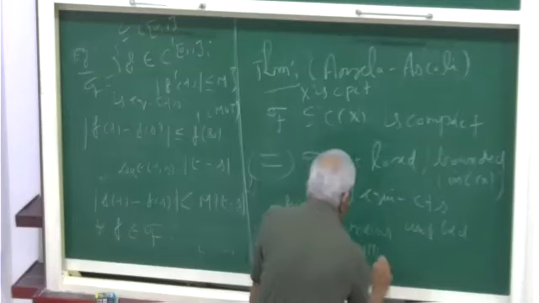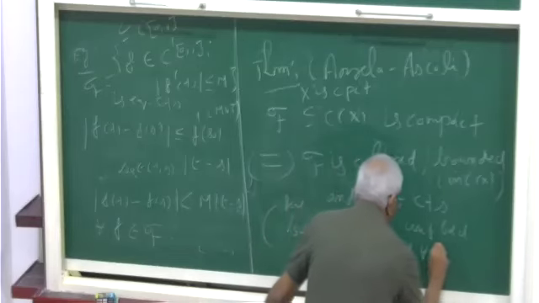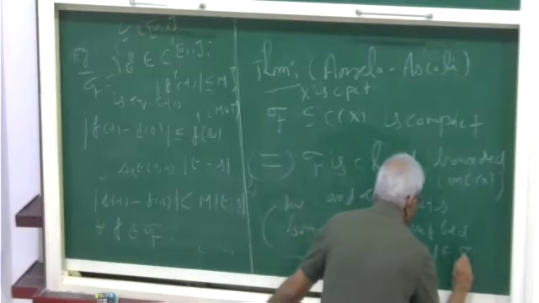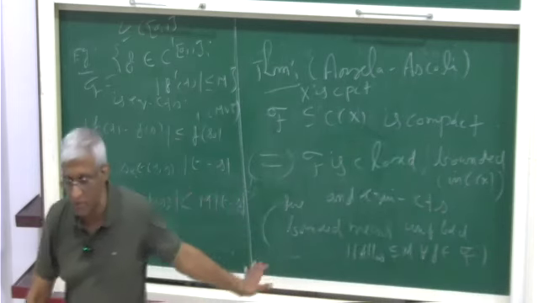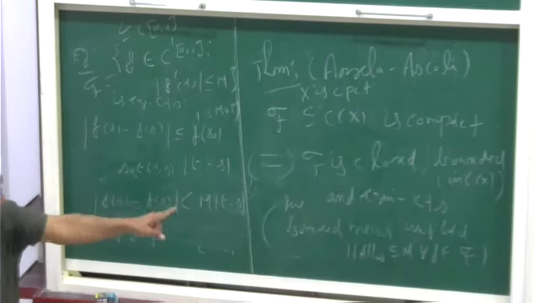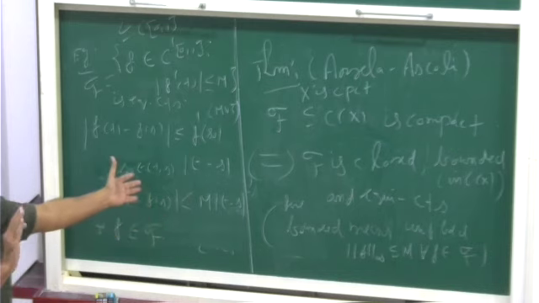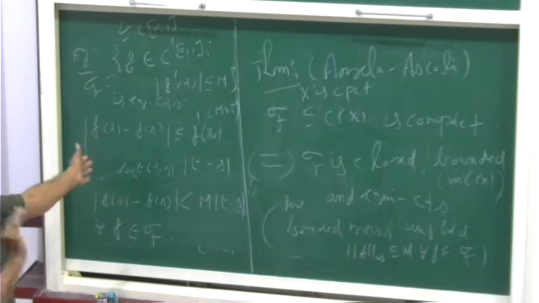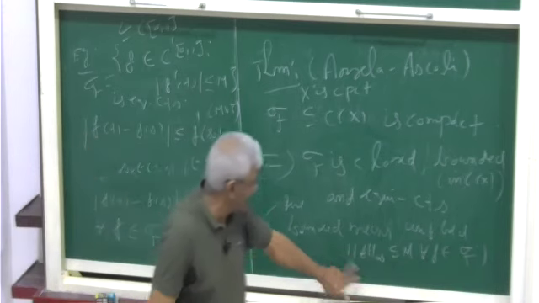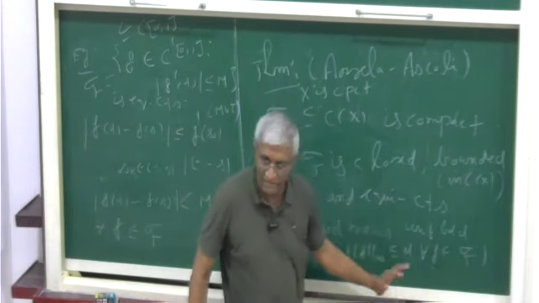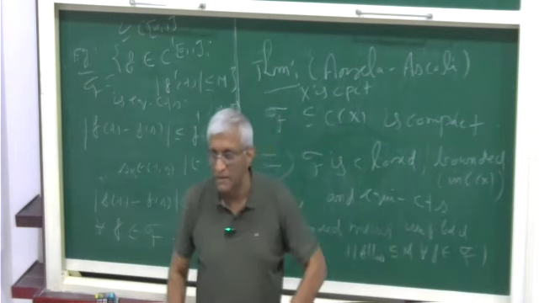That is, norm F infinity is less than M for F. Not that each one of them is bounded, but it is bounded as a subset of C of X. C of X is a normed linear space. In that normed linear space, it is bounded. That means norm F infinity is less than M for all F in the set. It's uniformly bounded.